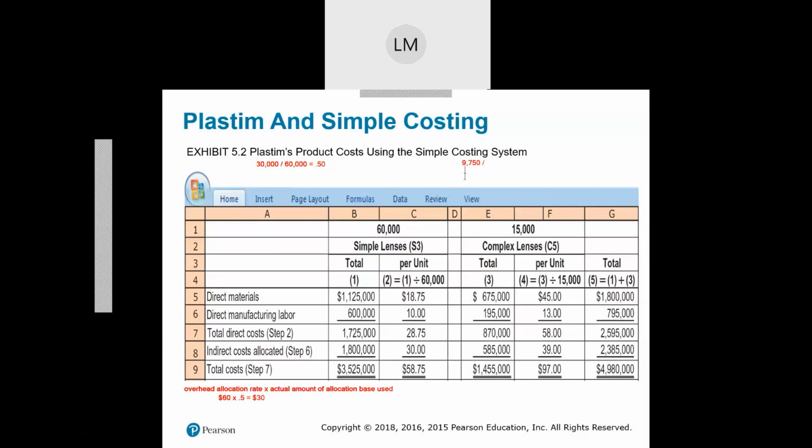And for some reason, my system is just being ornery. So 9,750 divided by how many units am I expecting to make up here? 15,000 complex units, or complex lenses. So 15,000 complex lenses. And what's my cost rate based on direct labor hours? If I calculate that out, 9,750 divided by 15,000, I'm going to get 65 cents.